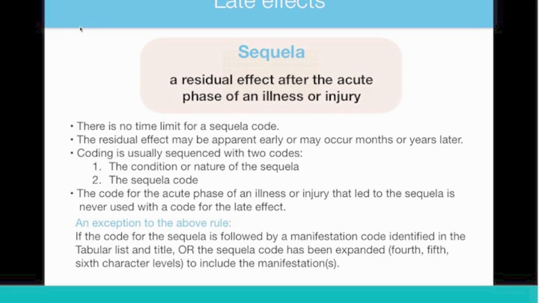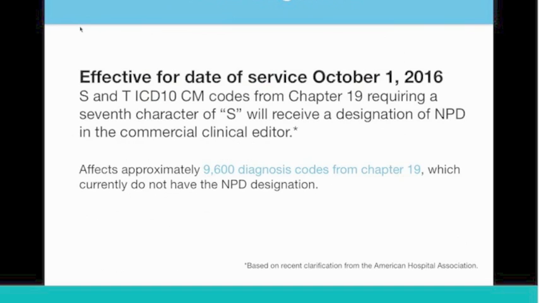So some examples of sequelae include a scar formation resulting from a burn, a deviated septum due to a nasal fracture, and infertility due to tubal occlusion from old tuberculosis. And just a quick note that the code for the acute phase of an illness or injury that led to the sequela is never coded with the late effect code.